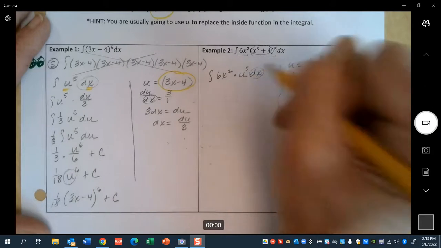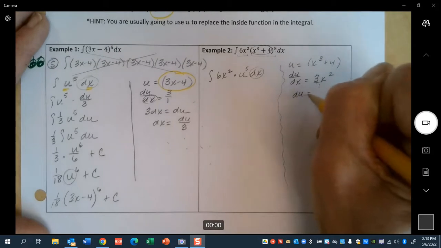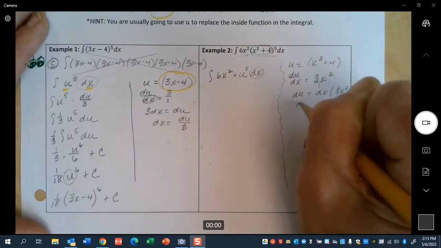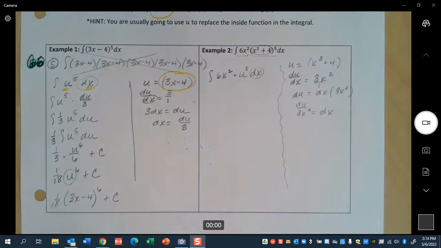So this x is a problem. My dx is a problem. So what I'm going to do is figure out a way to solve for dx. du is equal to dx times 3x squared. du divided by 3x squared is equal to dx. That's basic proportion math. And if you do enough of these, you'll wind up seeing the relationship between them: dx is going to equal du times that answer that was your derivative.